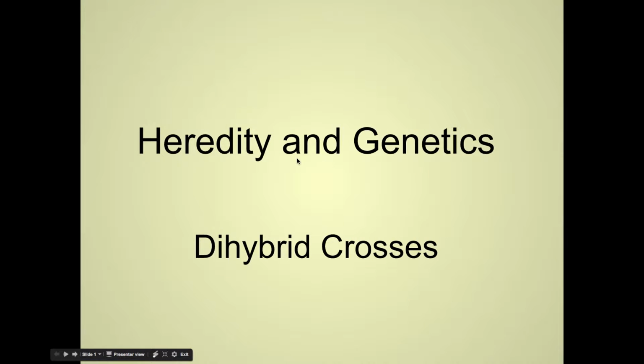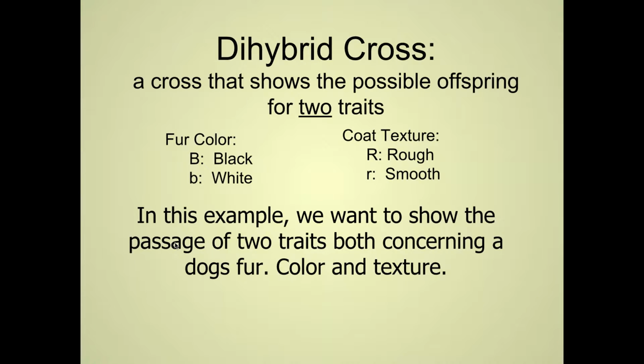So today we're going to expand on what we already know about genetics and our monohybrid crosses. And today we're going to do something called a dihybrid cross. It's going to be very similar to our monohybrid crosses that we've been doing, except with that change that now we're going to do two traits, that's dihybrid, two traits. So a dihybrid cross is a cross that shows the possible offspring for two traits at the same time.